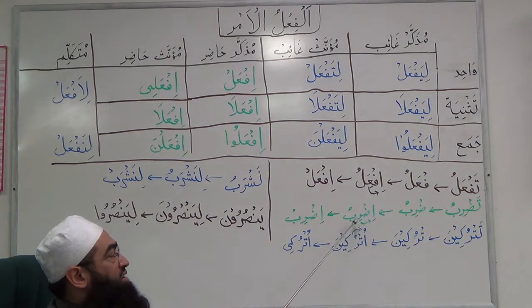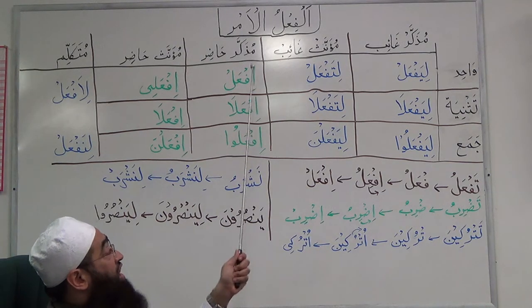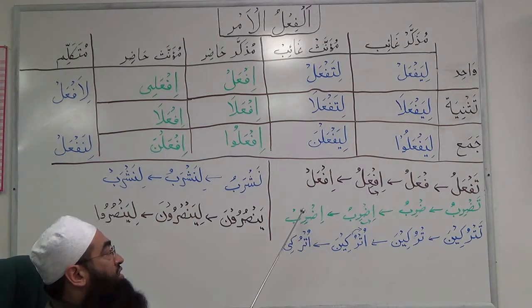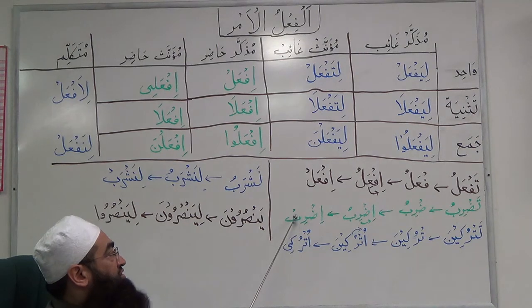So it becomes idribu. And then because al-fi'l amr is majzoom, the majzoom state of this word is with the sakin. So it becomes idrib.